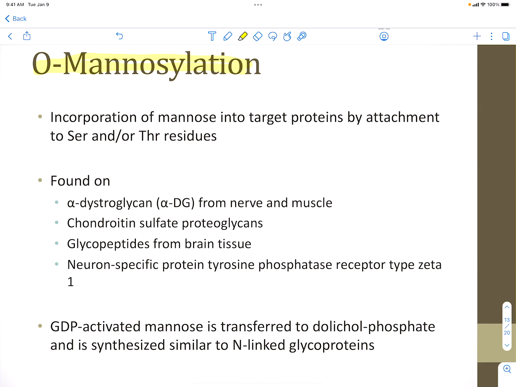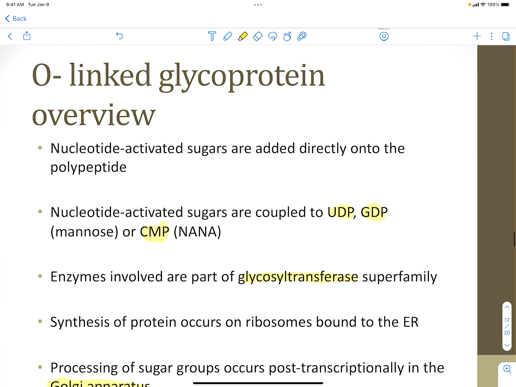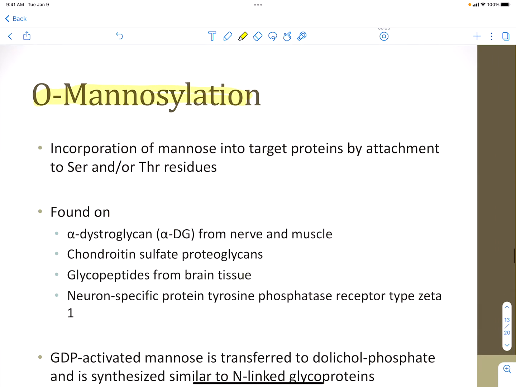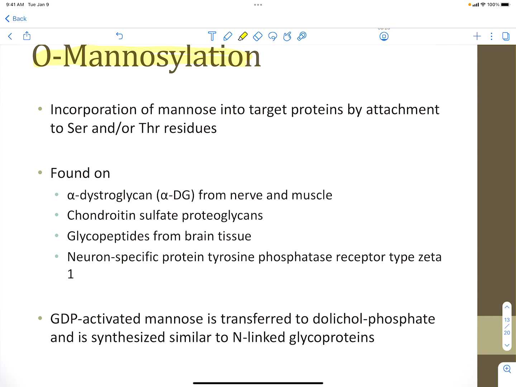O-mannosylation, don't get confused with O-linked glycoproteins. These are different. So when you're starting with a mannose, this is going to be incorporation of mannose on serine and threonine residues. This is going to occur in the ER, and it's going to use dolichol phosphate as well, similar to N-linked. Oh, I spelled that wrong. Dolichol. So it's similar to the N-linked process.